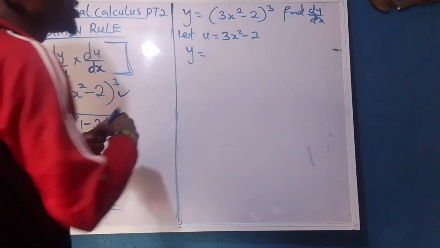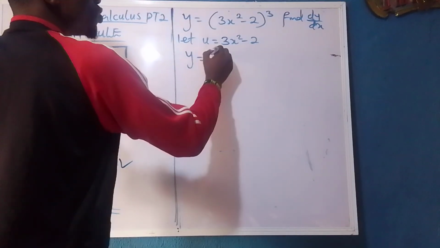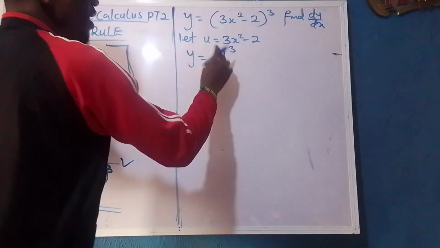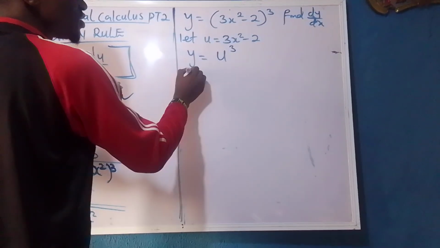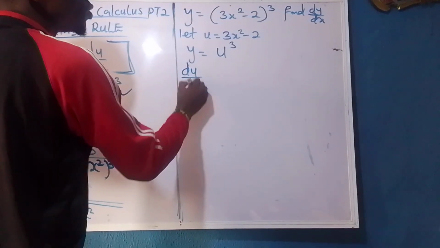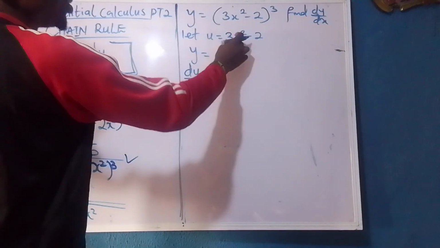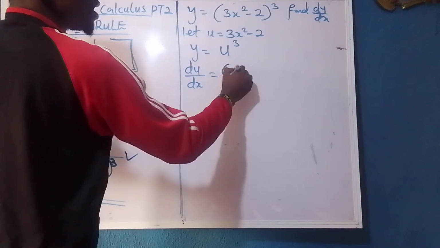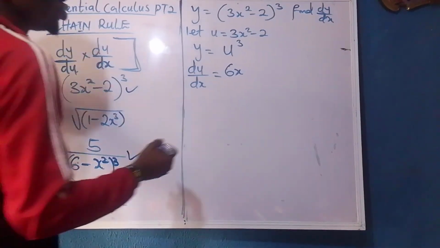Then your y. Now because you already replaced your value in the bracket with u, you now say y equals u raised to the power of 3. You understand? So now the next stage is to differentiate u with respect to x. That will be du over dx. Differentiation of u with respect to x will give, like usual, 2 times 3, that's 6x, subtract 1, that's 1. Differentiation of a constant is 0.